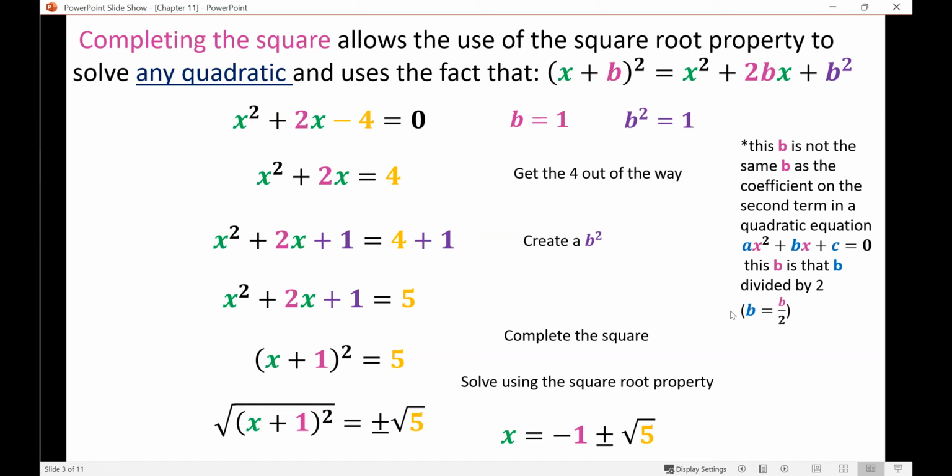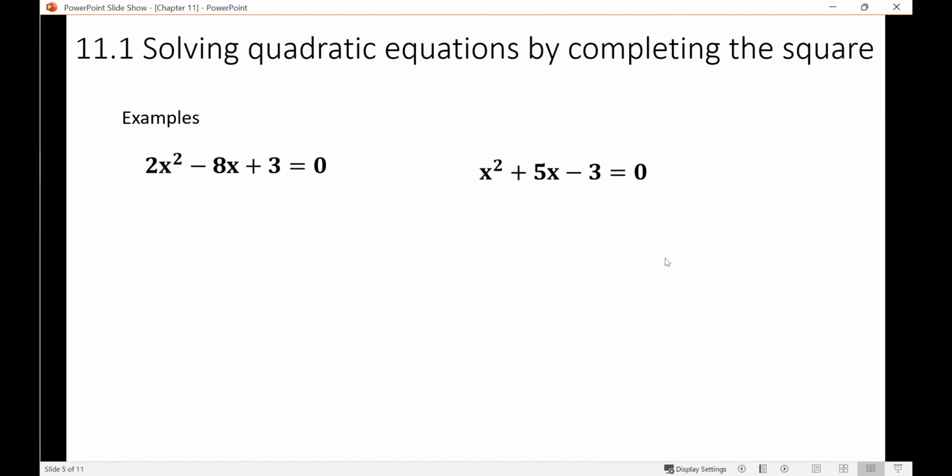You might want to take a little bit of time to go back over what we just did to make sure you understand each step. Okay. I'm going to do these two examples on my whiteboard to help you guys understand how this works.